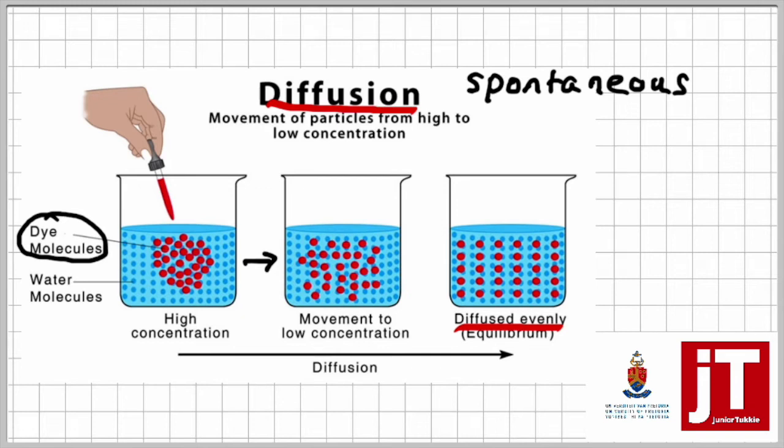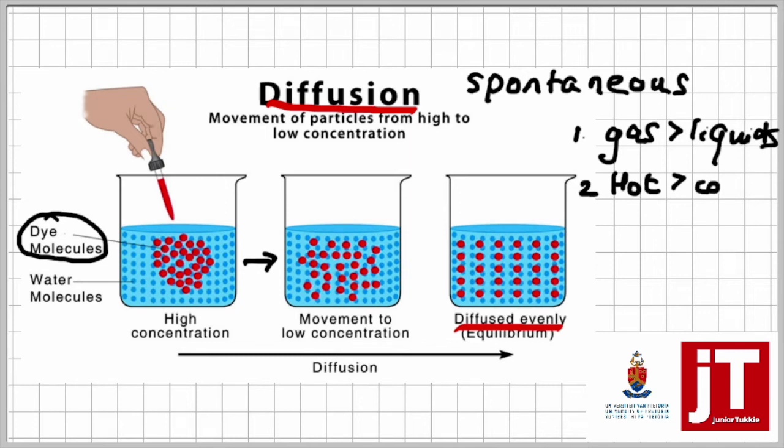Now, the rate at which this happens depends on whether it is a gas or a liquid. The diffusion happens faster in gases than in liquids, and it also is faster at a high temperature compared to at a low temperature. So when it's hot compared to cold, you get faster rates of diffusion. The rate of diffusion is how quickly the particles move from the high concentration to the equilibrium position.